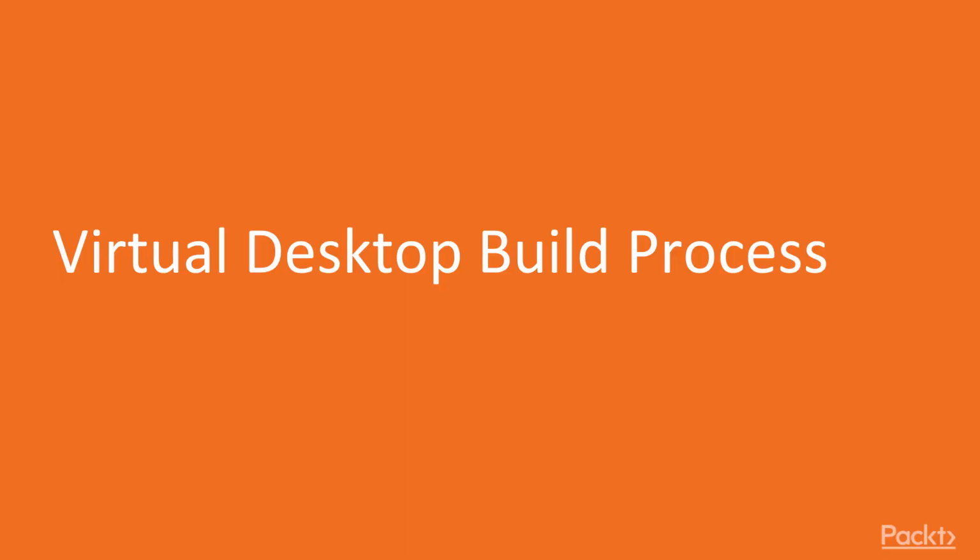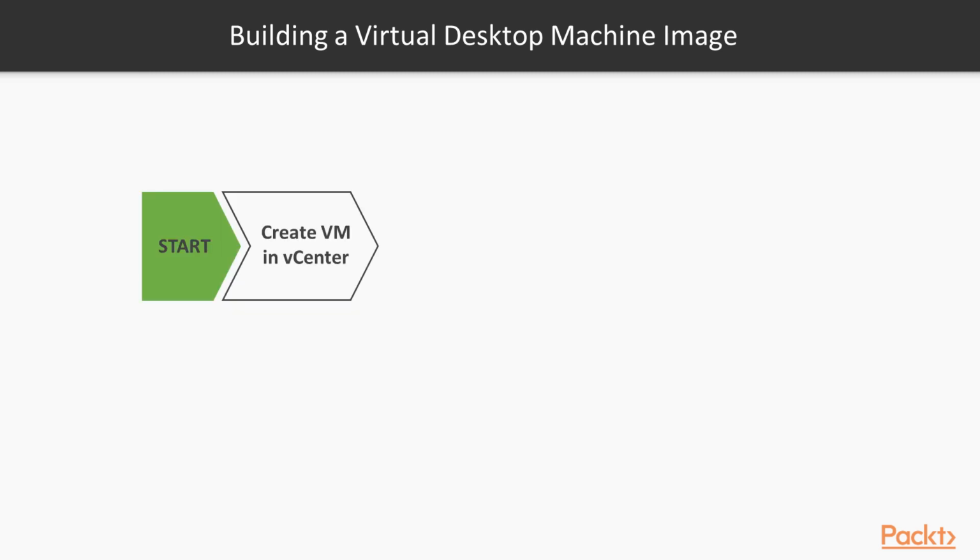So now let's move on to the first video in this section and walk you through the build process that we're going to follow to enable us to build the virtual desktop machine image for Windows 10. Let's have a look at the build process that we're going to follow in a little bit more detail. We start by creating a new virtual machine in vCenter and choosing the option for Windows 10 this time.